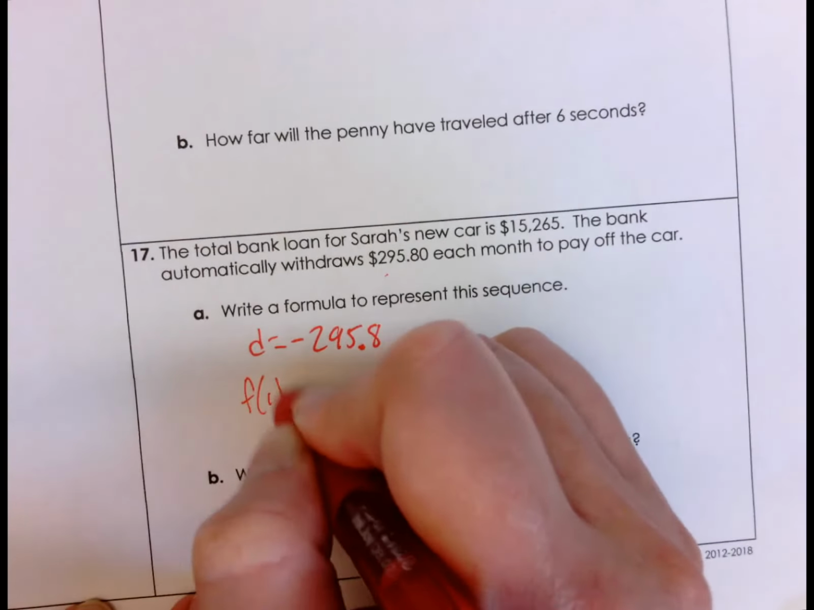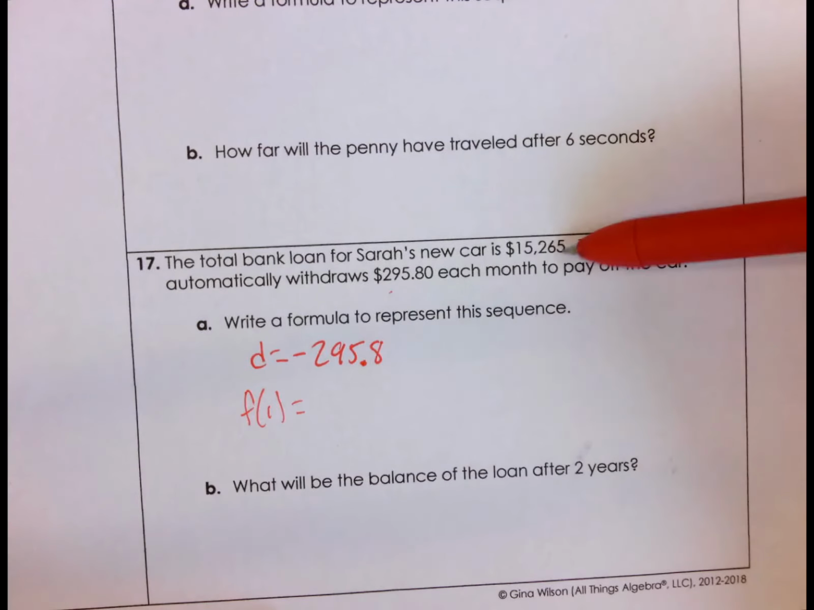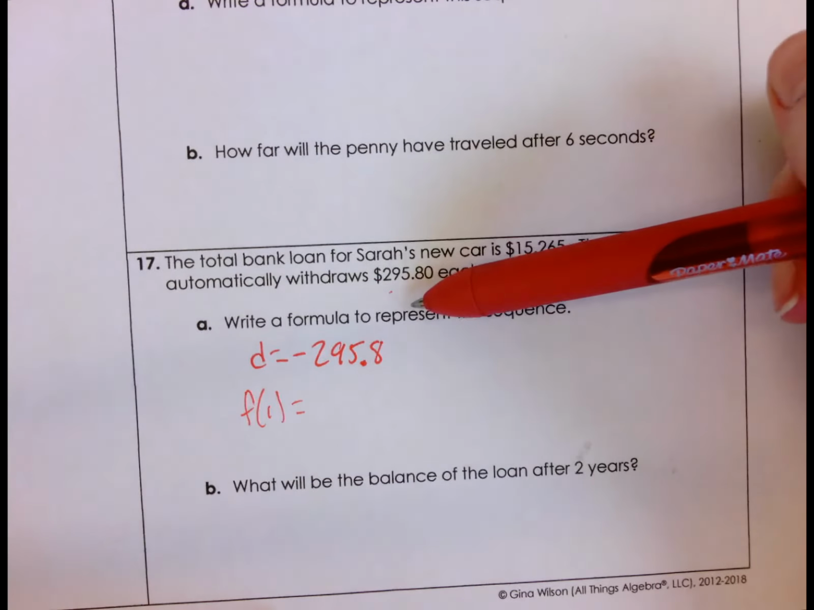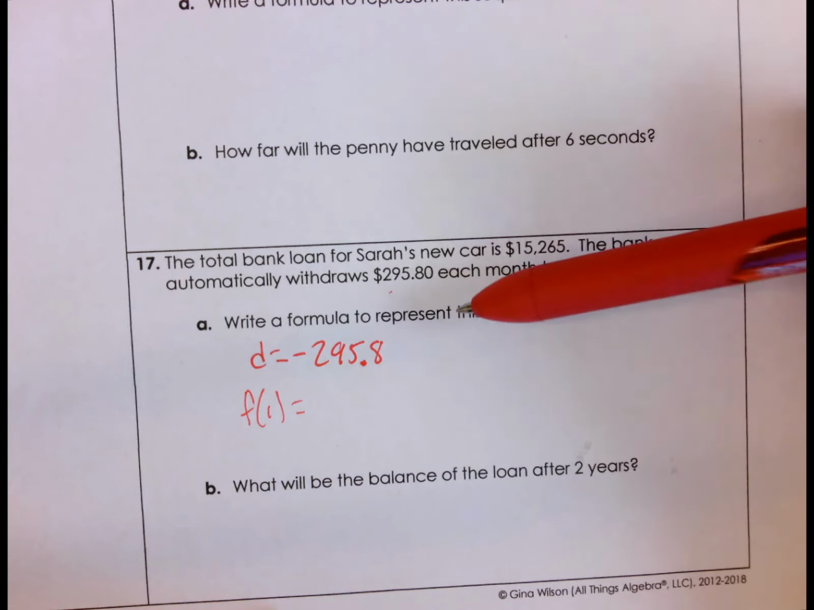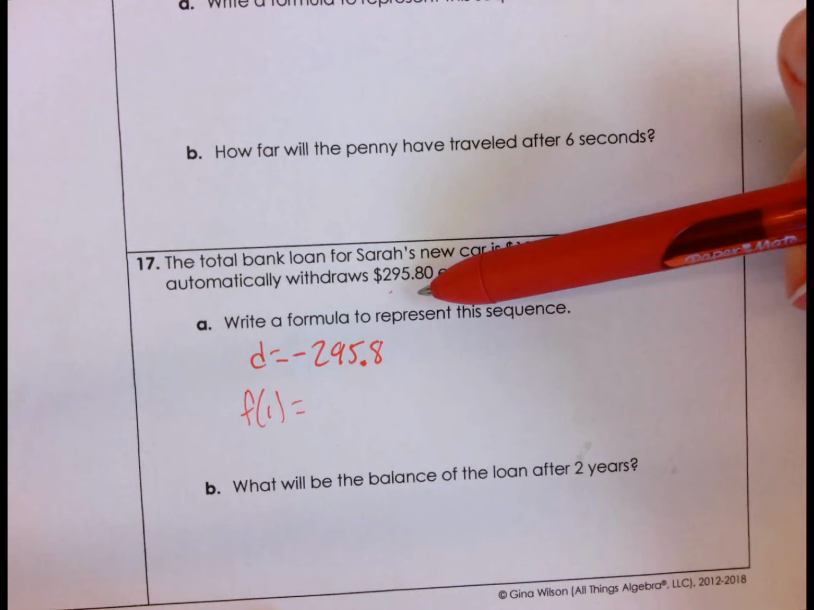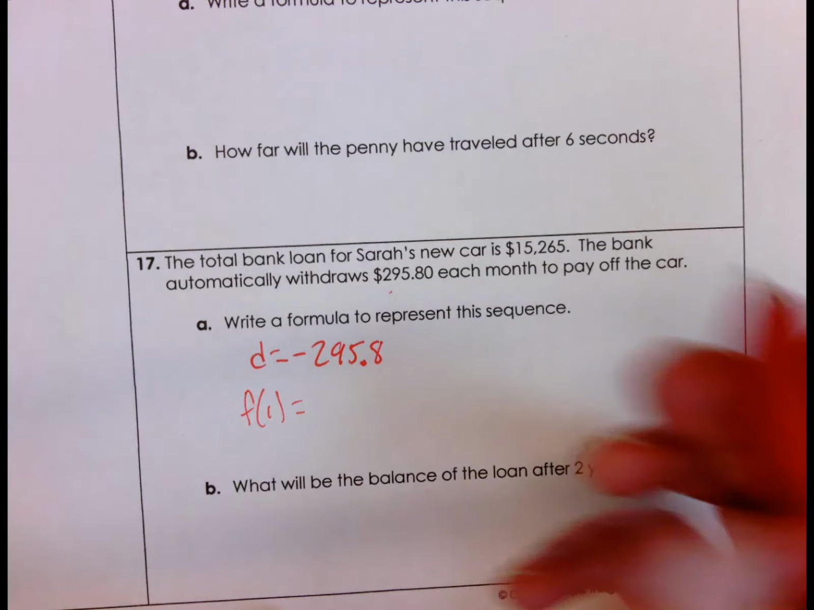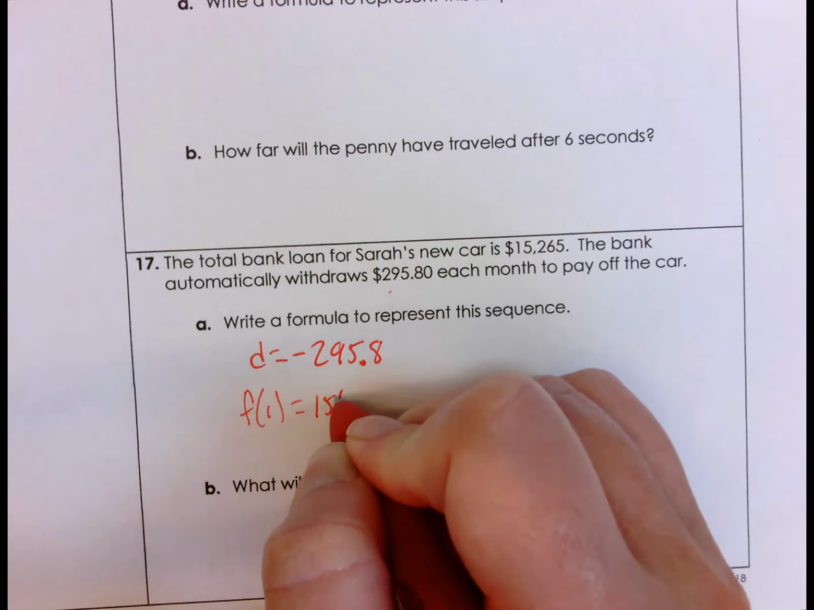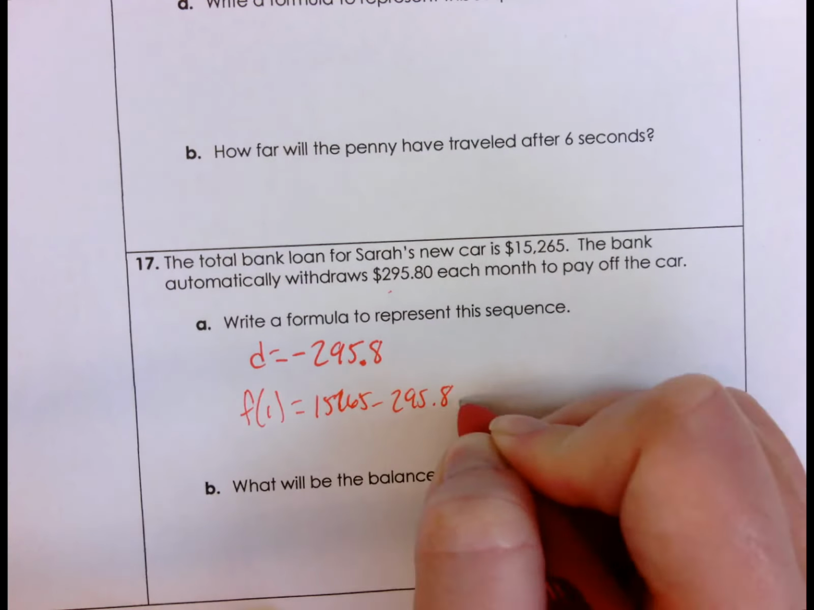Now, the first term is where it could get a little bit tricky if you're not paying close attention. This is the total amount of the loan. Each month, we lose $295. So the first term is going to be at the end of the first month. So we have to subtract this first amount from the original to find the first term. So it's actually going to be 15,265 minus 295.8 to find our first term.